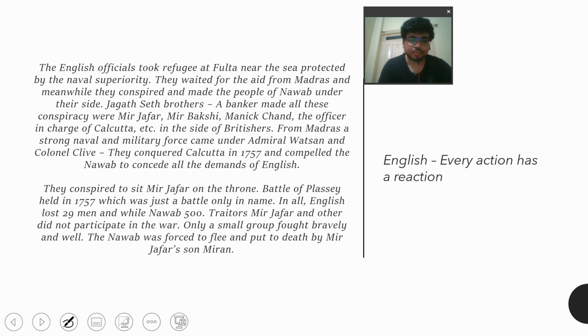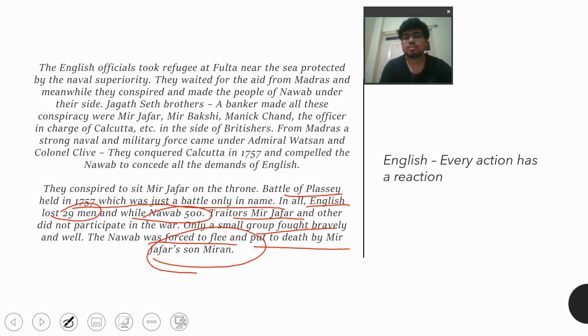So they conspired to set Mir Jafar on the throne after Sirajuddaulah fled. I'm already repeating those things, as I said in the beginning. The Battle of Palasi, held in 1757, was a battle only in name. The English lost 29 men, while the Nawab lost 500 men. The traitors Mir Jafar and the others did not participate in the war; the soldiers were not following the commander's orders because they were already told to do so. Only a small group fought bravely, and the Nawab was forced to flee and was put to death by Mir Jafar's son Miran.